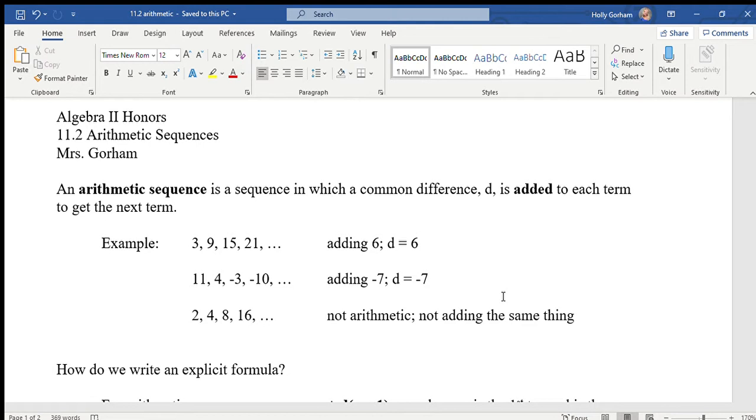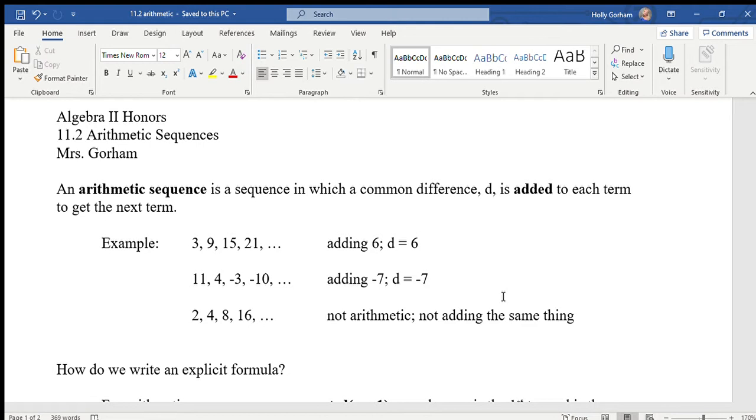Well, it is a sequence in which a common difference d is added to each term to get the next term. So it's important that you understand that definition. We are adding something to get the next term. What we're adding is a d value. So if you were told that you have a sequence where d is equal to 2, that implies that this is arithmetic because d is what you're adding.